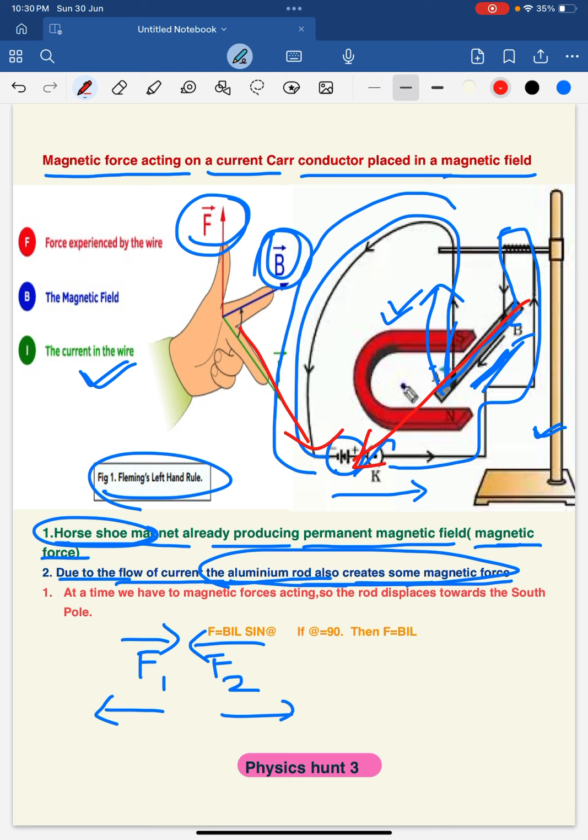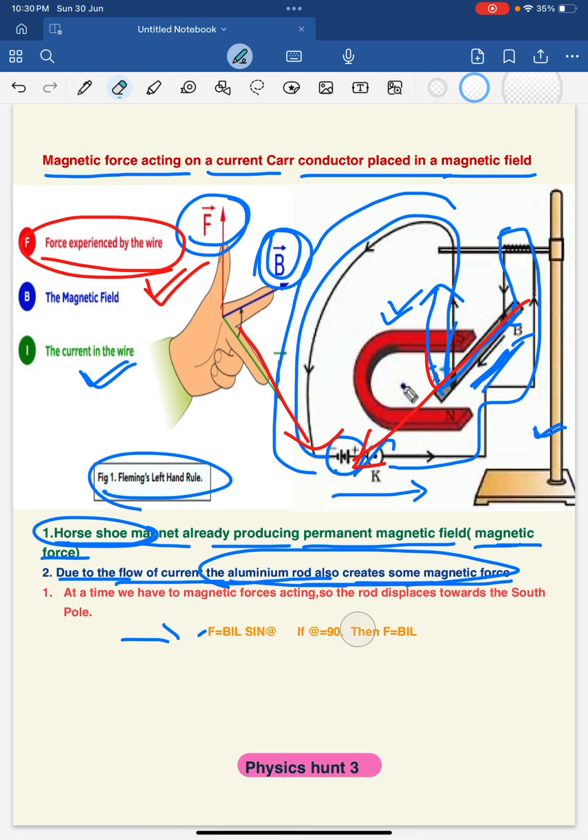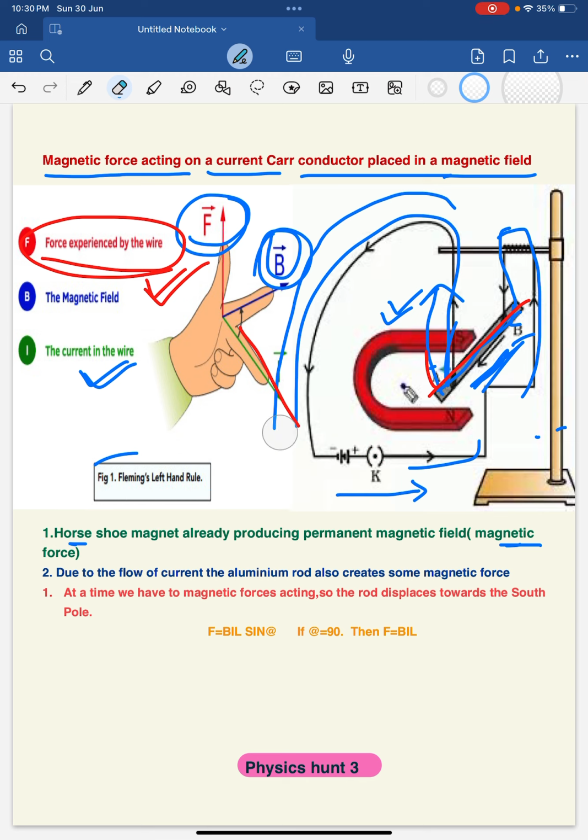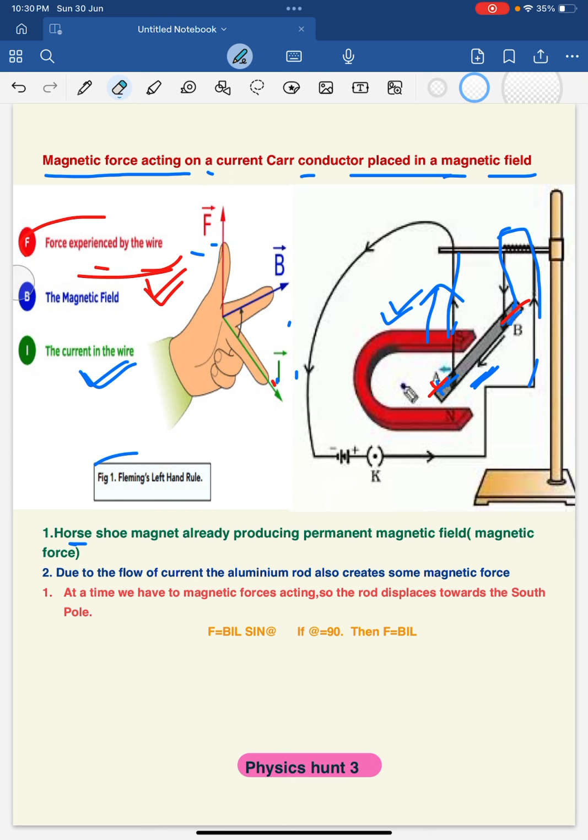So therefore according to the left hand rule, the thumb represents the direction of magnetic force. So due to this magnetic force only, the aluminum rod moves towards the south direction. Okay, so finally we got a magnetic force, right? Just a second, I will erase these points. Yes, thank you. So finally we got some magnetic force, right?